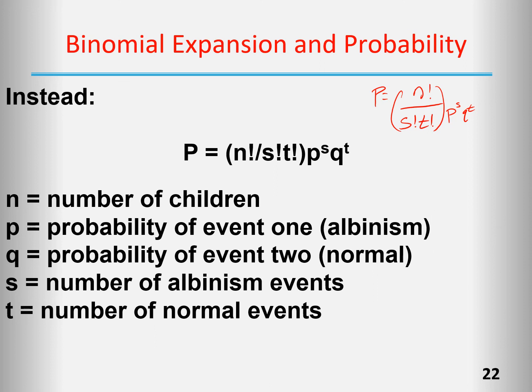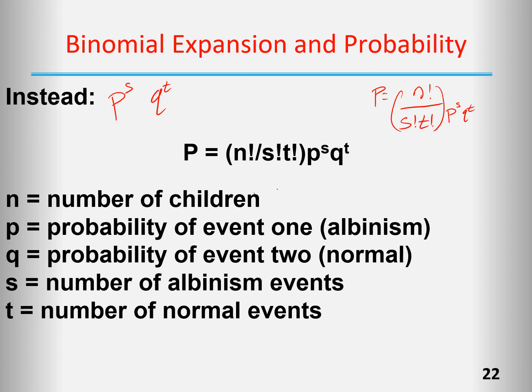Now, what do all these letters represent? N represents the total number of children. P is the probability of the first event. Q is the probability of the second event. S is the number of P events, and T is the number of Q events. So it doesn't matter. You could define P as the probability of albinism. You could define P as the probability of normal pigmentation. What's critical is that P must always go with S and Q must always go with T. You can't mix those up. If you mix those up, you're going to be in trouble.